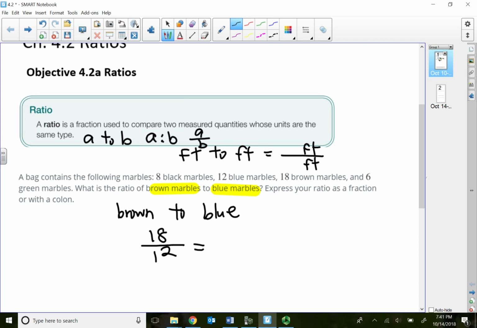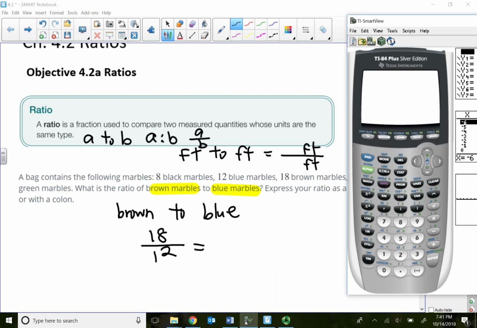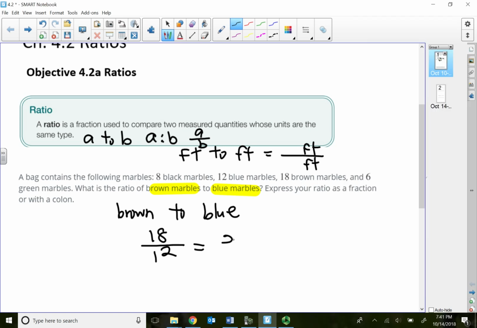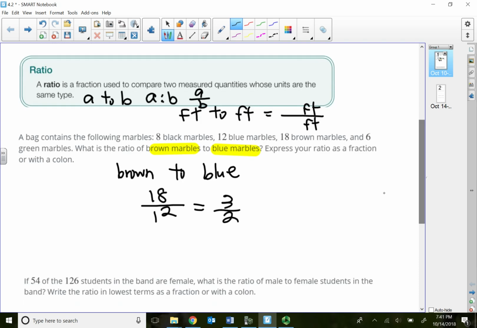Let's go ahead and reduce this fraction real quick. That's 18 divided by 12. When we write the answer as a fraction, it doesn't matter if it's a proper or improper fraction, as long as it's a fraction answer. So I can write my answer as a 3:2 ratio, or I can write it as 3/2, which we read as a 3 to 2 ratio. Either way will work.